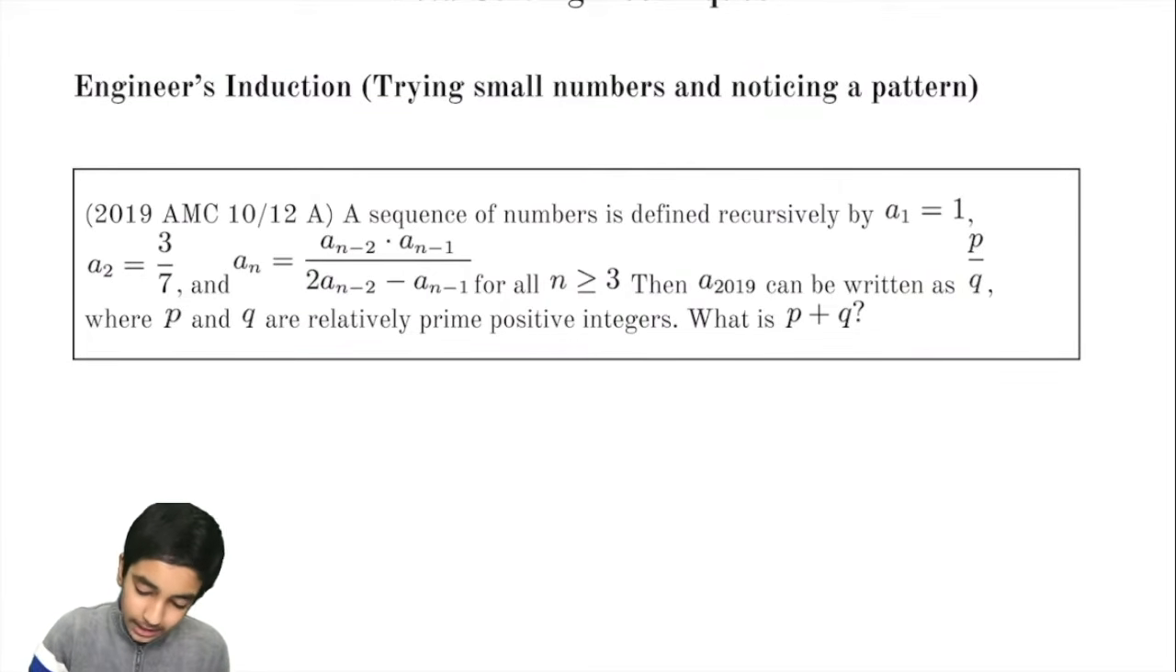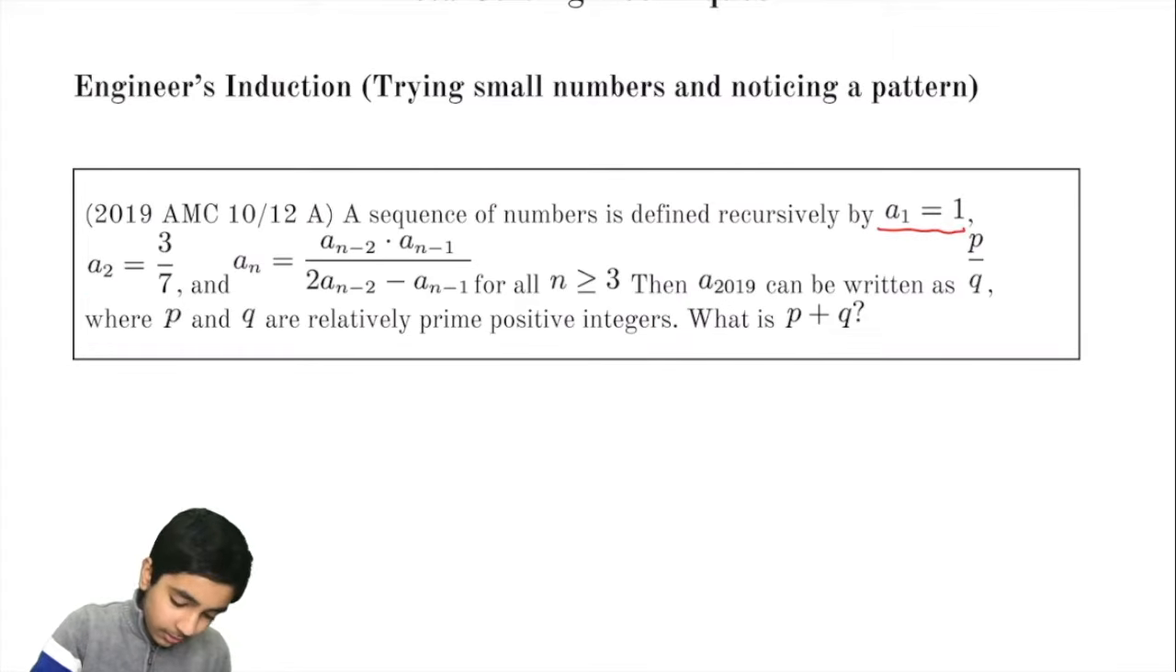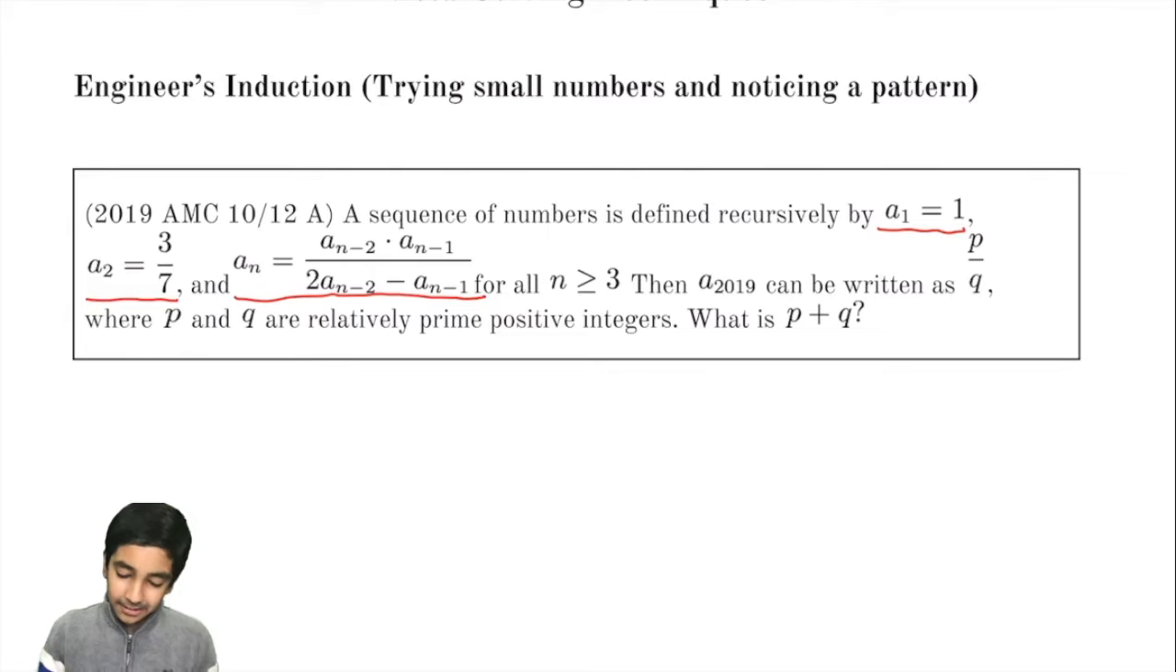So we have this long sequence. A1 is 1, A2 is 3/7, and this complicated expression here for all n greater than or equal to 3. And you want to find A2019. Okay. So this may seem impossible, right? We have this weird expression, and then we have to find the 2019th term. So there's no way you can just bash it out. So you might be overwhelmed here, like, I don't even know what to do.